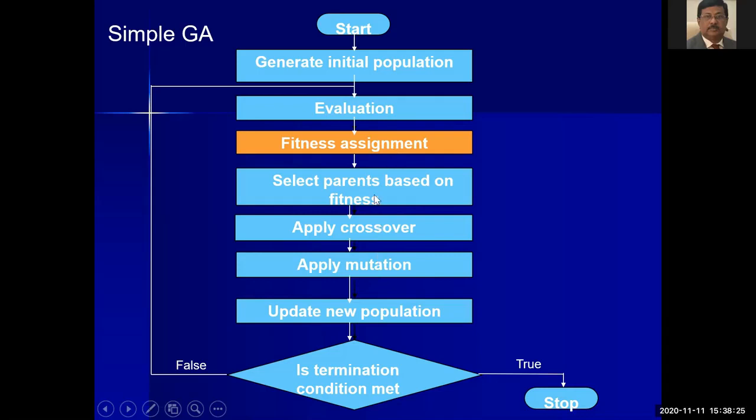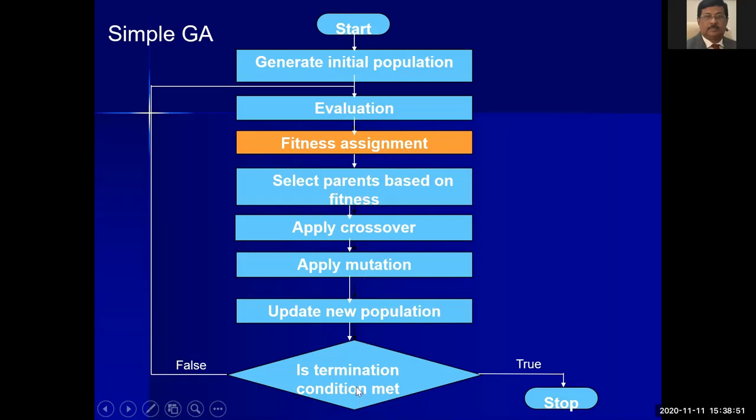In a genetic algorithm, it is not called an iteration, it is called a generation, because we start with the parental population. After applying the genetic process, we update the new population, which is called the children population. So this is called a generation. The parent population is the first generation, the children population is the second generation, and so on. So this process is called generation.